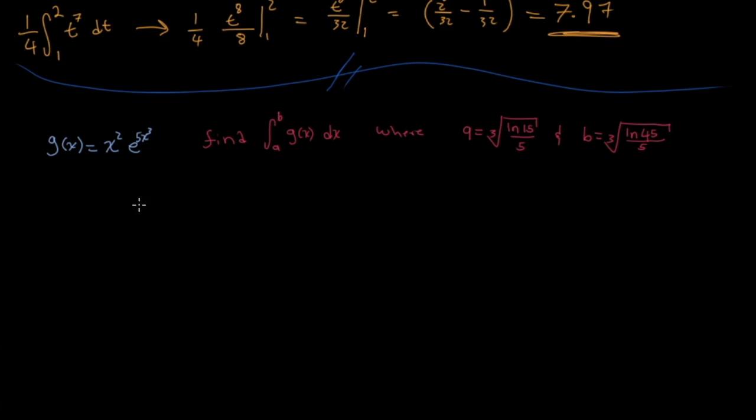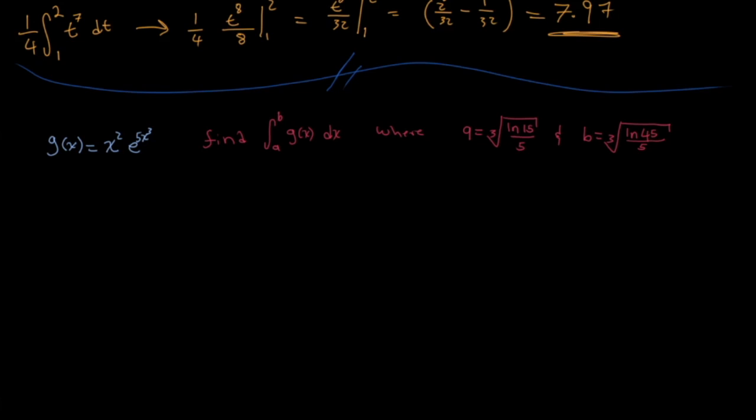Okay, so let's do another example here. We're given this function, g of x is equal to x squared times e to the power of 5x cubed. And then we're asked to find the integral over the interval from a to b of g of x dx, where a is equal to the cubed root of ln 15 over 5, and b is equal to the cubed root of ln 45 over 5. So how would we go ahead and evaluate this integral here?